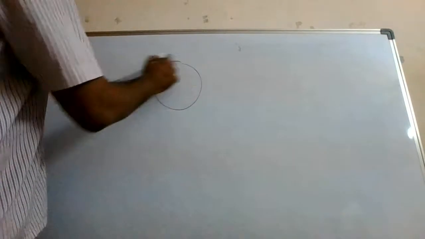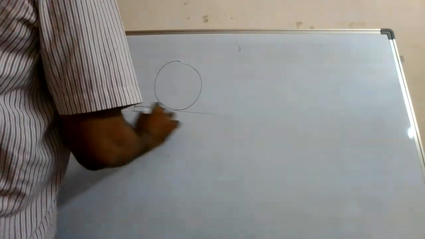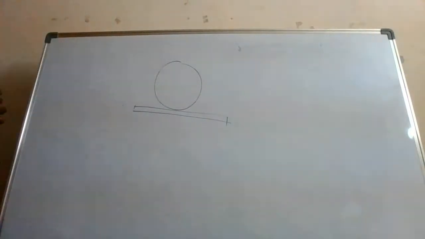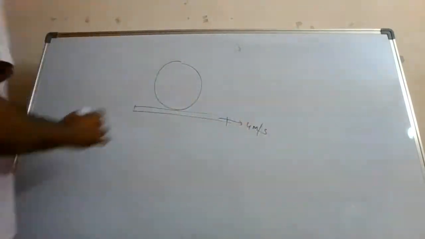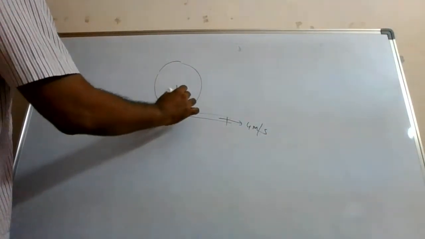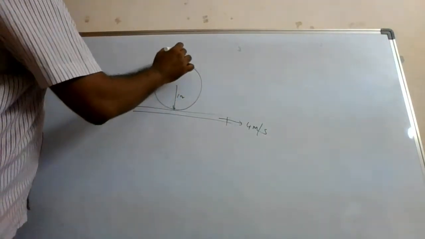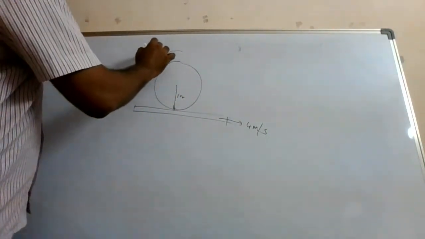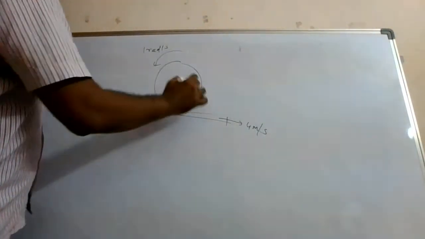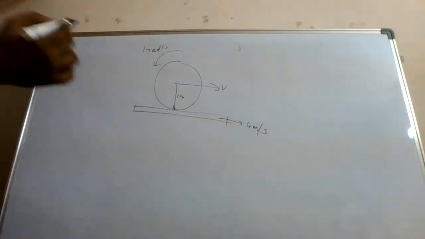With this simple numerical, let us understand this. I have discussed this concept also. There is a sphere which is rolling on a platform. This platform is going with 4 meters per second. The radius is 1 meter. Now it has an angular velocity of 1 radian per second. So what should be the speed so that it experiences pure rolling?